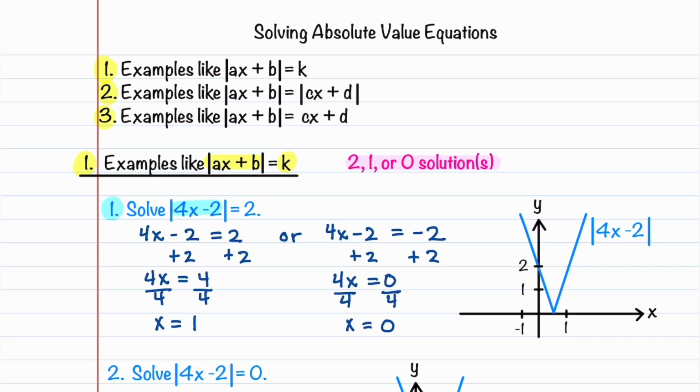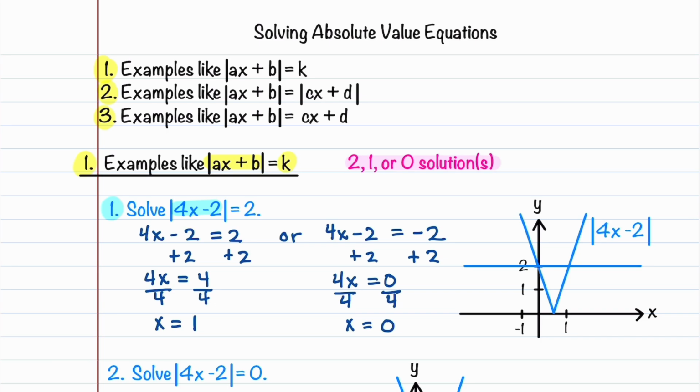I always think it's easier for students to understand these types of equations if you can see it graphed. On the right-hand side, I have the graph of the absolute value of 4x minus 2. And our equation says that that absolute value is equal to 2. So let's draw the line y is equal to 2. And that's this line right there.